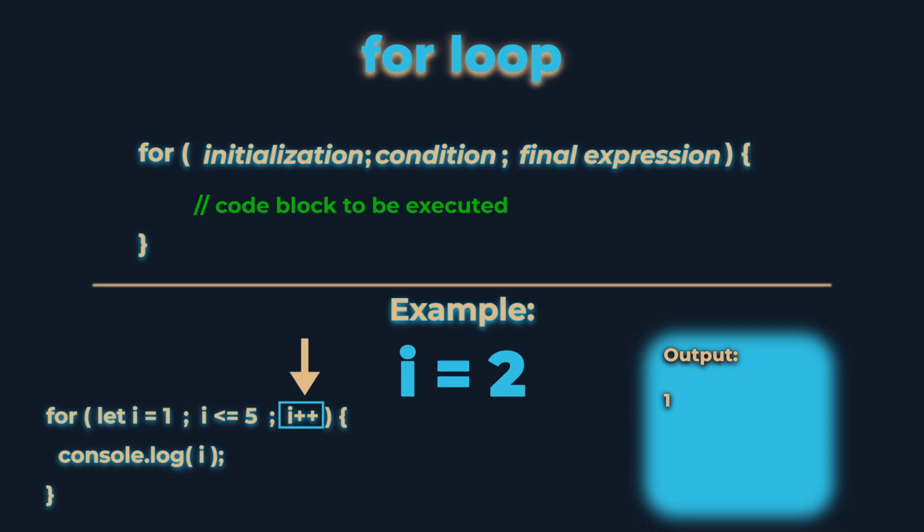We go back up to the top and check the condition again. Is 2 less than or equal to 5? Yes, so we run the code again, print 2. Then increase i to 3. And this keeps going: check, print, increase. So we'll see 3, then 4, then 5. But here's the key part. When i becomes 6, we check the condition one more time. Is 6 less than or equal to 5? Nope. So the loop stops. No more console logs here. We're done. And that's the magic of a for loop. It runs your code over and over until your condition says stop.